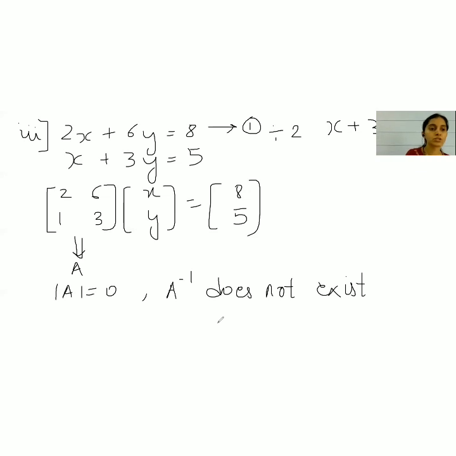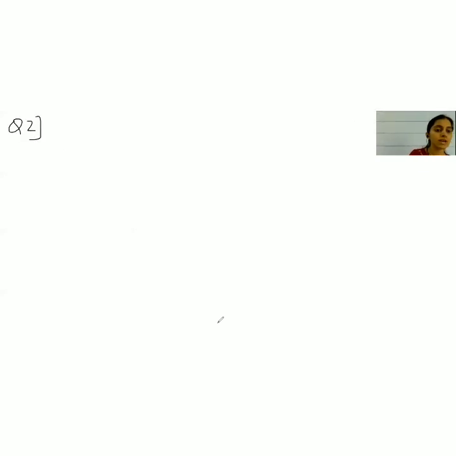Okay, let's go to question 2 now. Question 2 says find the values of x and y by using the reduction method. So I'll do the second one here. Okay. Question 2, second one, x plus 3y is equal to 2.